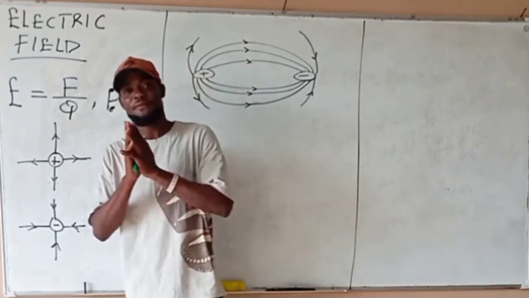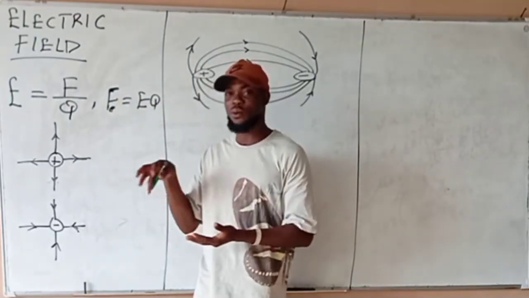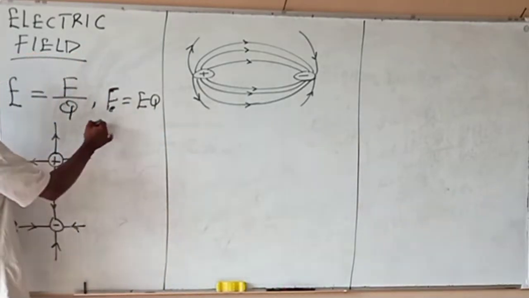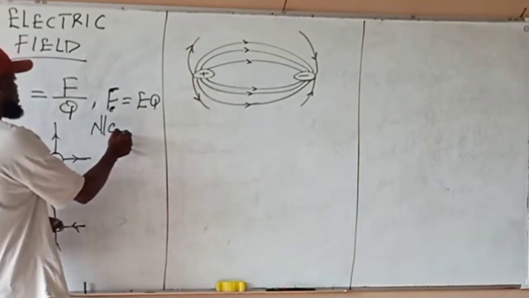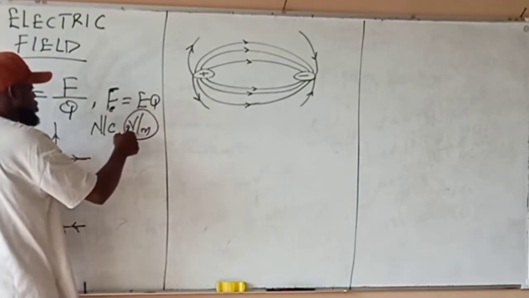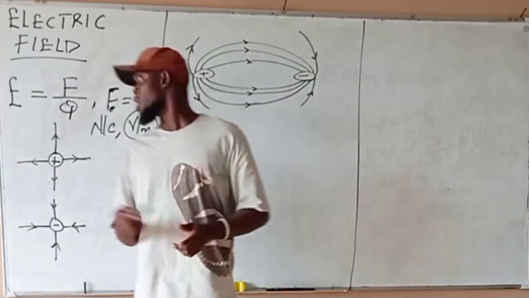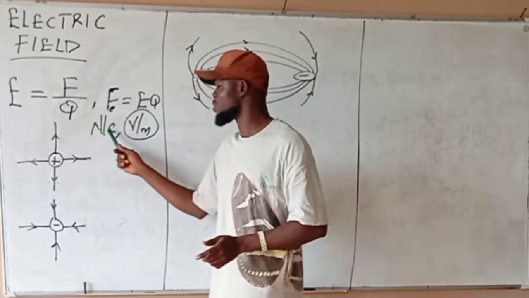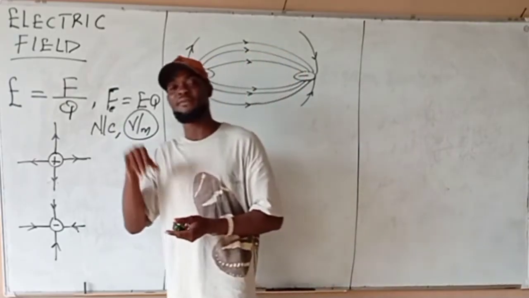Now this electric field we are talking about, which is force over charge, is a vector quantity. The unit of electric field is Newton per coulomb, or you can also use another unit, volts per meter. You will see volts per meter when we are looking at electric potential. But I'll be using Newton per coulomb because the unit of force is Newton, and the unit of charge is what? Coulomb.